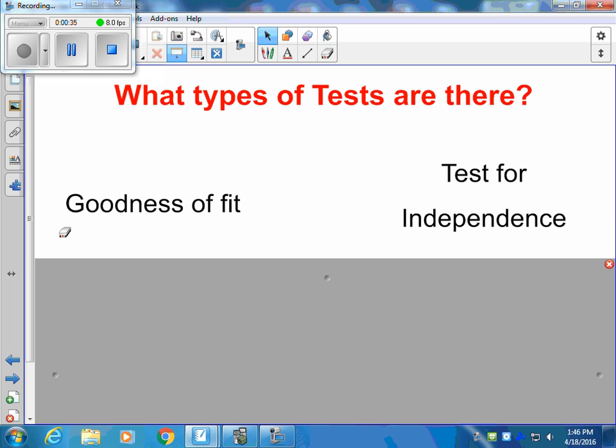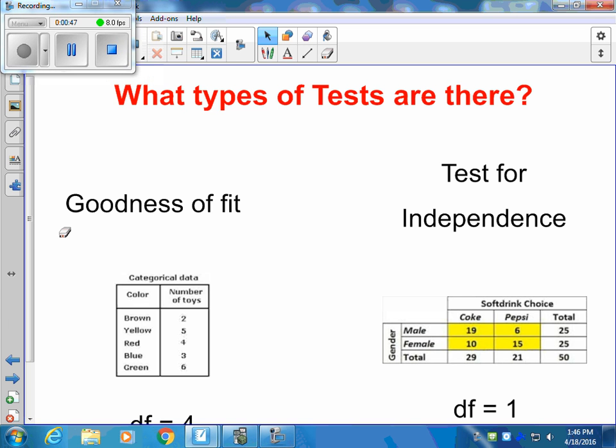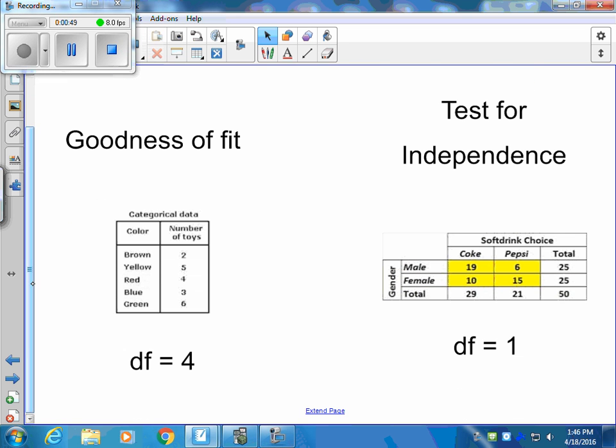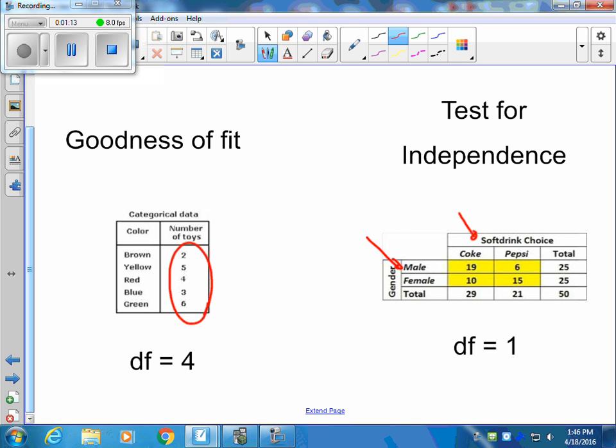Okay, the two that we have are the goodness of fit test, and we'll see when we use that one, versus a test for independence. And the main thing that you're looking for here is the type of data that you have overall. In a goodness of fit test, what you have is a single variable, and it's the color of the toy. Whereas in a test for independence, we're talking about two separate variables, type of soft drink and the gender of the individual.